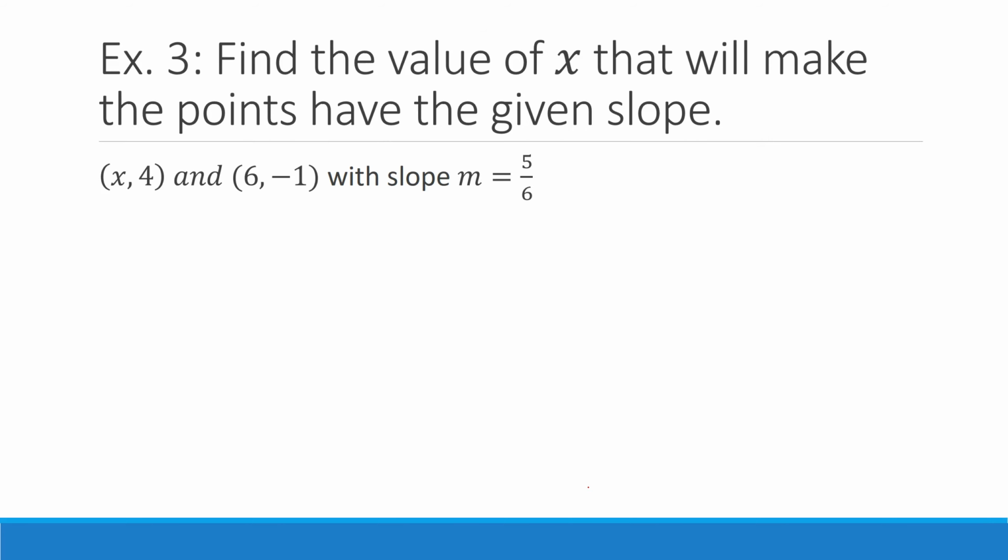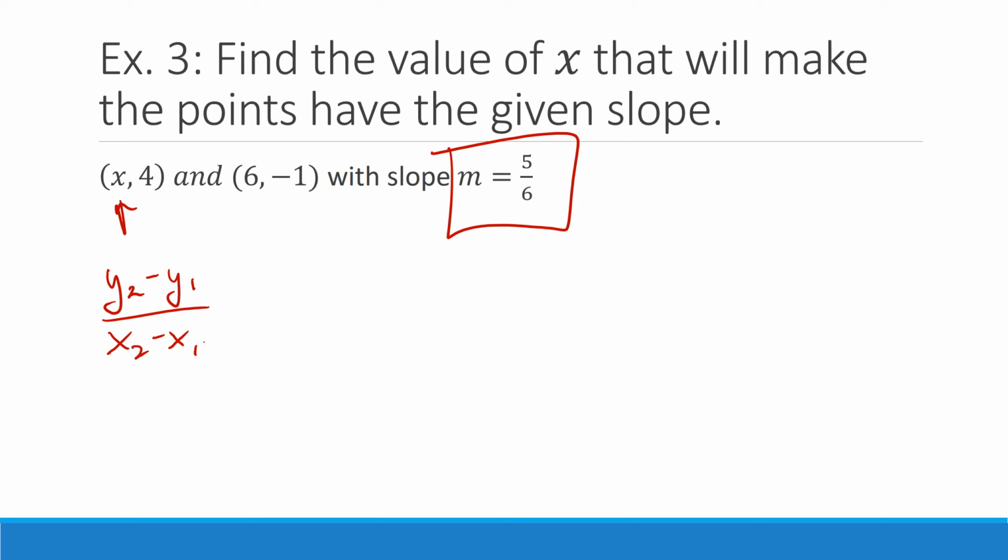Find the value of x that will make the points have the given slope. Uh-oh, they've given me the slope here. And I don't know one of the points. This is crazy. Normally, I do y2 minus y1 over x2 minus x1, and let's say that this is x1, y1, and this is x2, y2. I would just plug it in, -1 minus 4 over 6 minus, but now I don't have a number for the x1. I just have x. How am I supposed to find the slope?